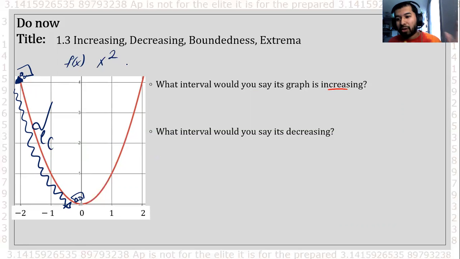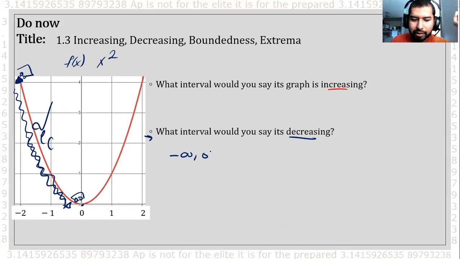So what's the farthest left I can go? I'm answering this one because it's decreasing. The farthest left I can go is negative infinity, because this is a parabola. And then I'm going to decrease, decrease, decrease all the way to this point right here, and that is 0.